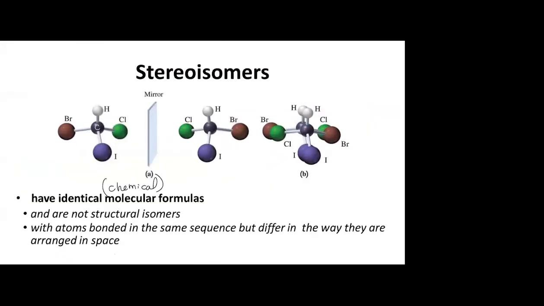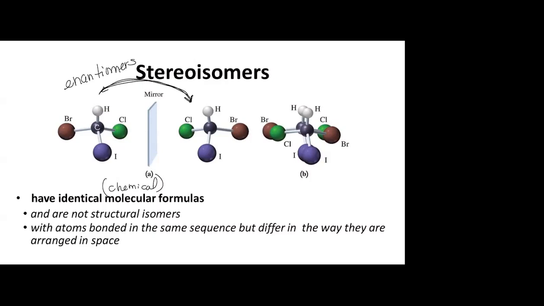Now, whenever you have this situation, which means I have two molecules and the molecule on the right is the mirror image of the molecule on the left, this partnership is what we call enantiomers. Okay, so whenever we have that situation, then we say that we have enantiomers.